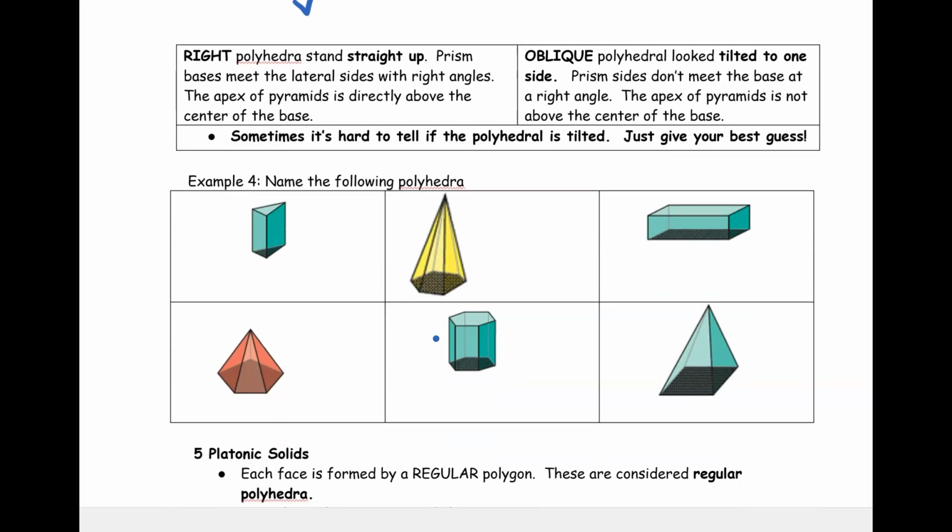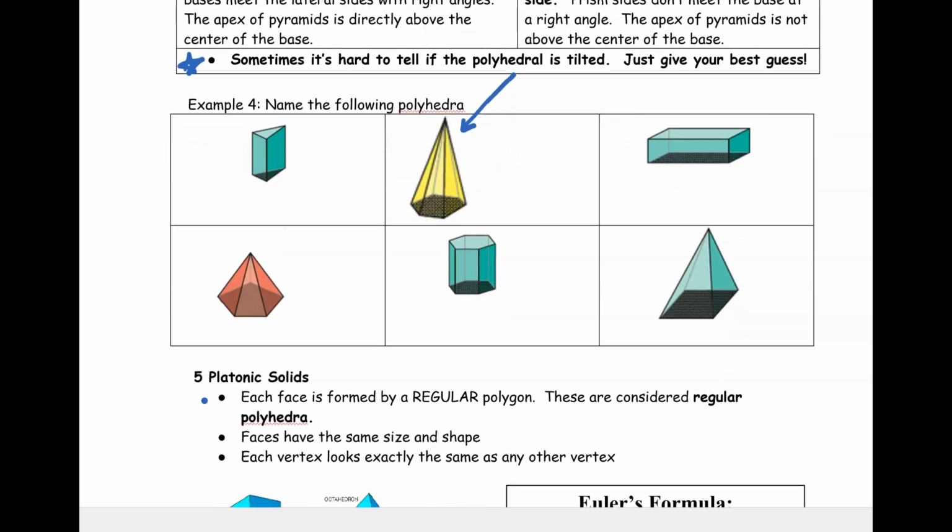So I did put a note here. Sometimes it's hard to tell if it's tilted because these are all drawn in 2 dimensions. Like I'm just thinking of this one right here. It's kind of hard to tell. I would say just do your best guess with homework and the exams. And I'm never going to take off points if you make a guess and it's really hard to tell. And hopefully you'll have some good examples where they won't be too ambiguous.